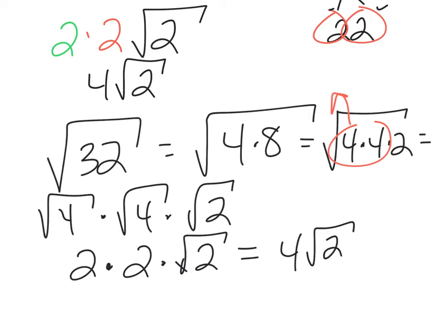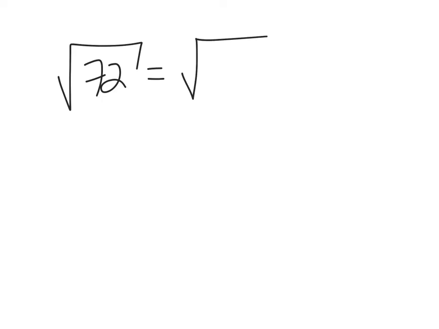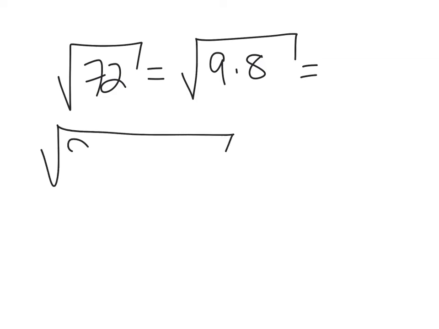Let's try another one. What about the square root of 72? The first thing I see in 72 myself is 9 times 8. 9 is a perfect square, so that's good. 8, though, has a perfect square in it because it's 4 times 2. So I'm going to write that as the square root of 9 times 4 times 2.